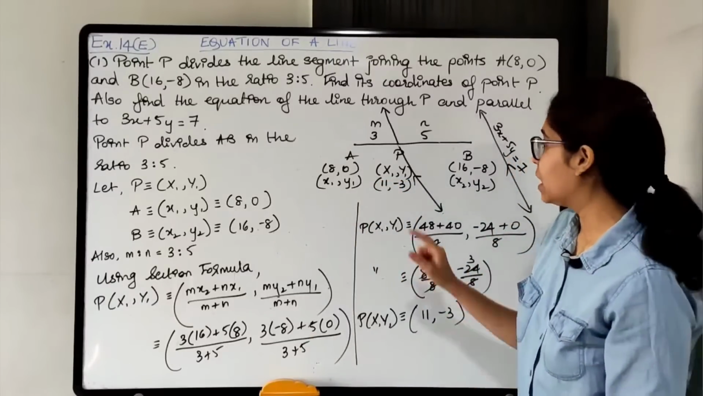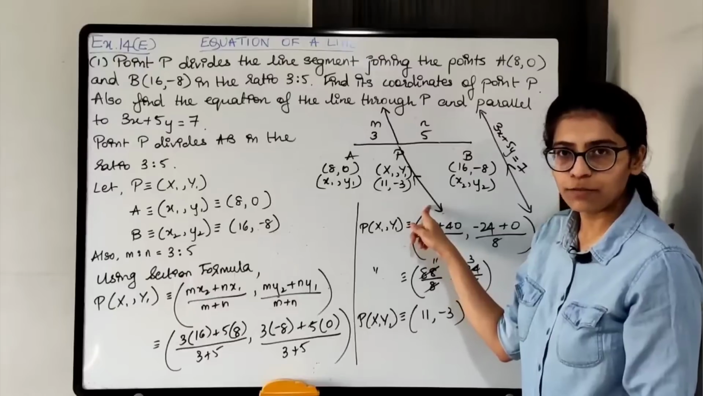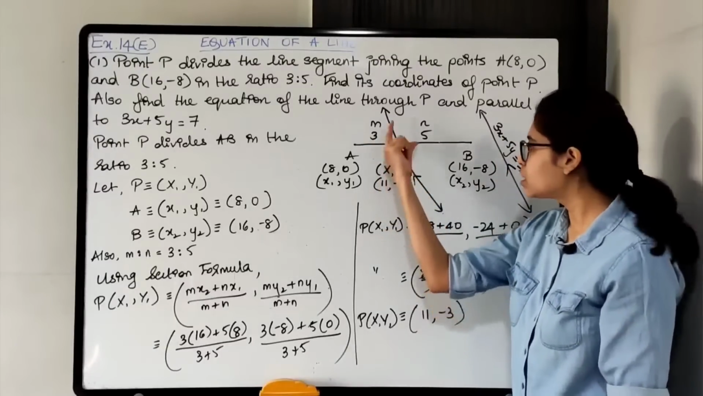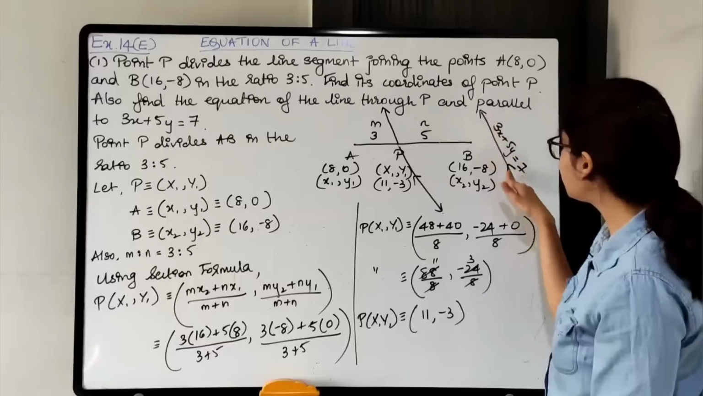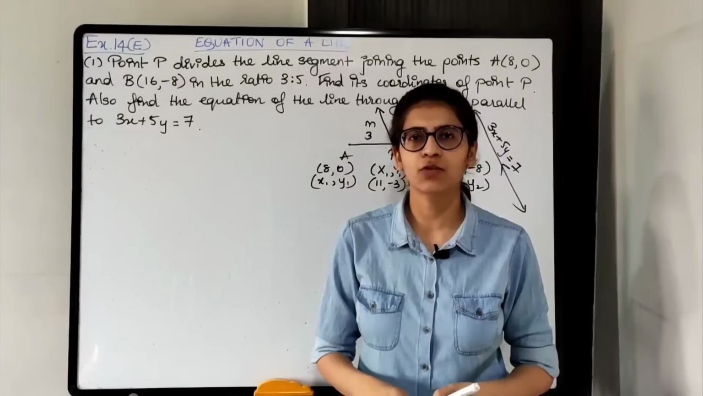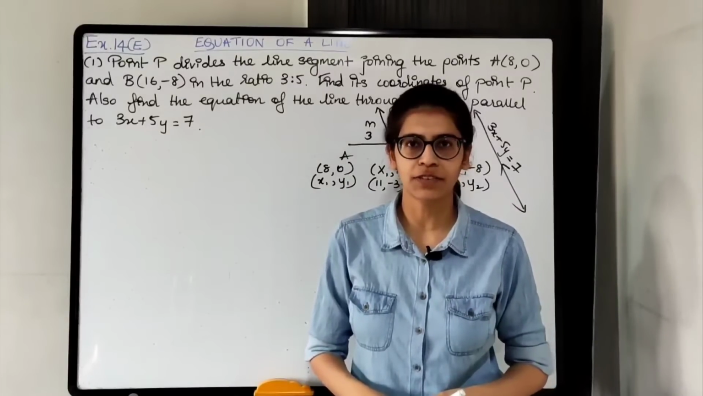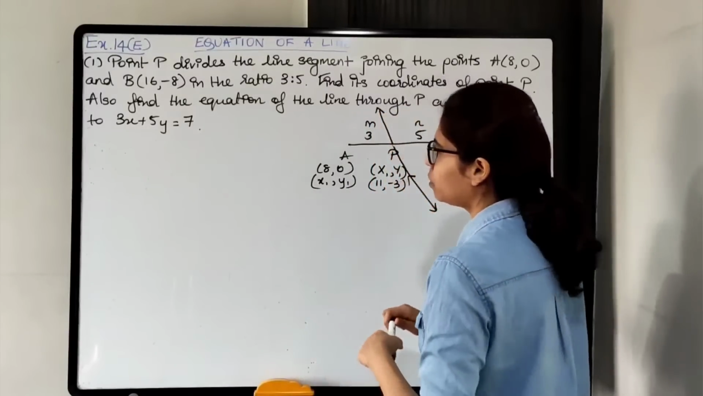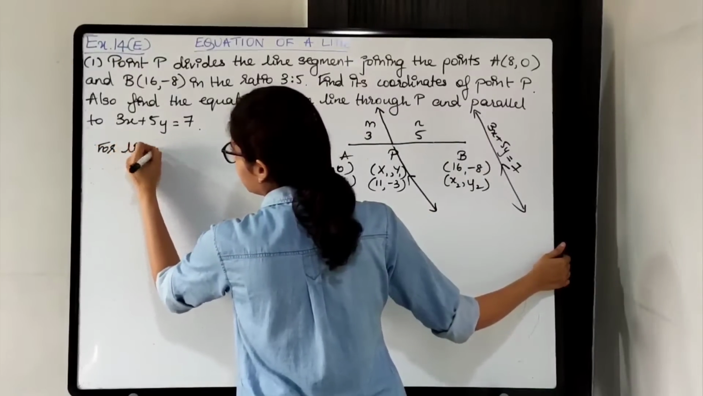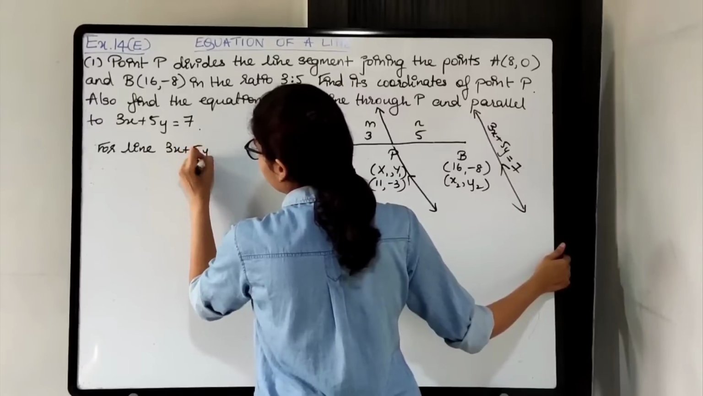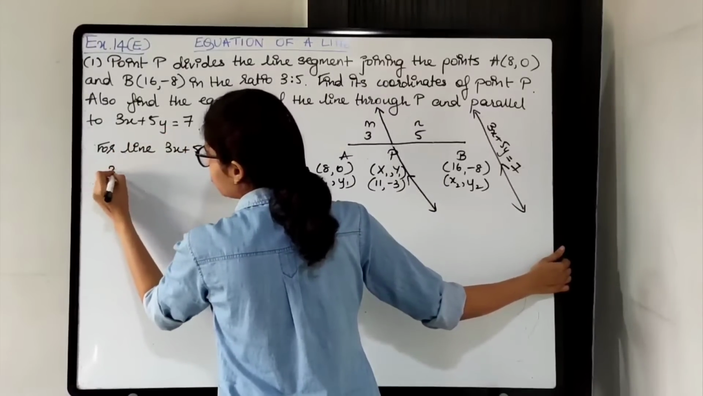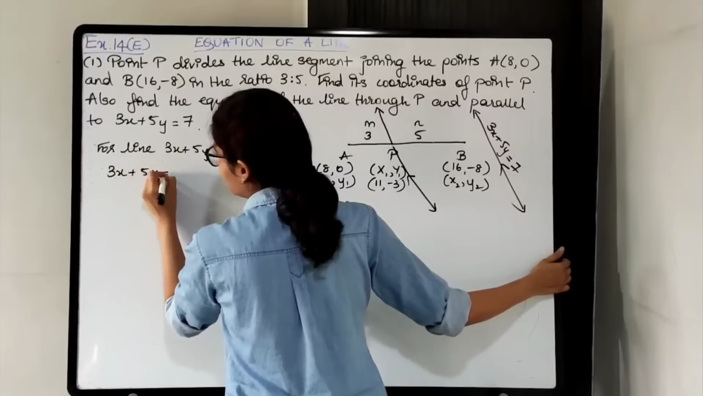Okay. Now there is a line passing through P for which we need to find the slope because we have one point का coordinates, slope चाहिए. For that first we will find the slope of the line to which it is parallel. First we will find the slope of the line 3x plus 5y equal to 7. So write down for line 3x plus 5y equal to 7. Write down the equation 3x plus 5y equal to 7.